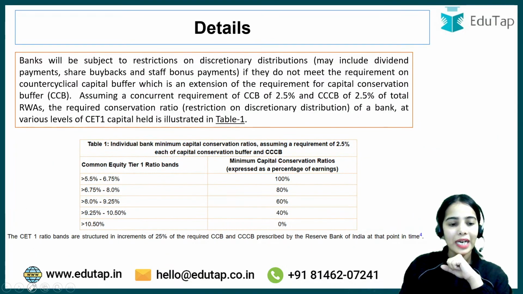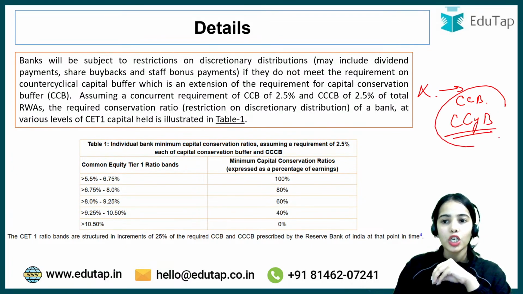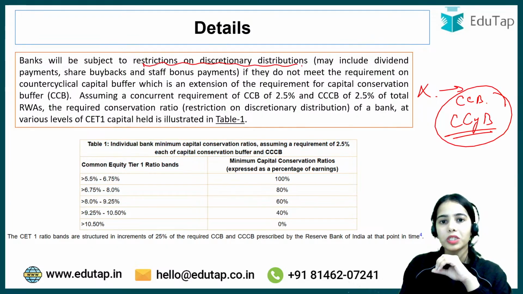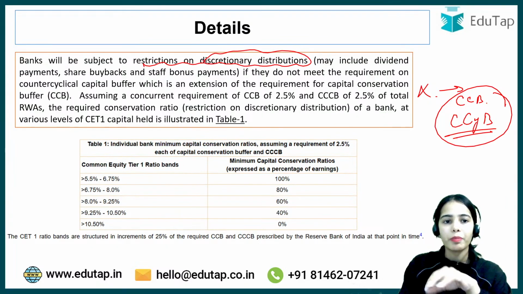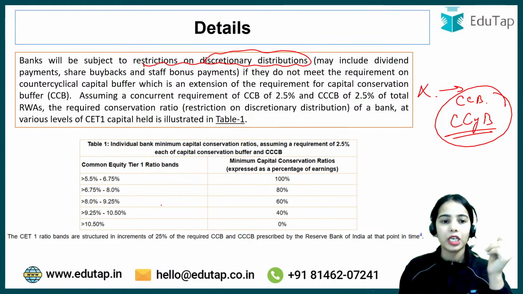So I have shown you that if the bank is not able to follow the capital conservation buffer or countercyclical capital buffer, then the restrictions will be on the discretionary distribution, on the share buybacks, bonus payments, and the dividend, and how much the restriction will be, if the range is decided.